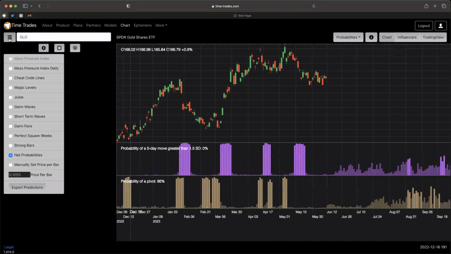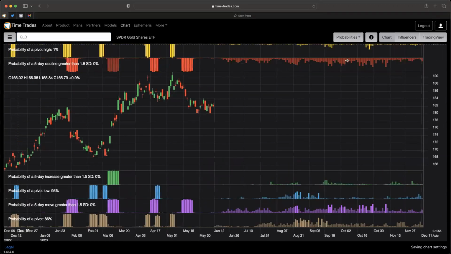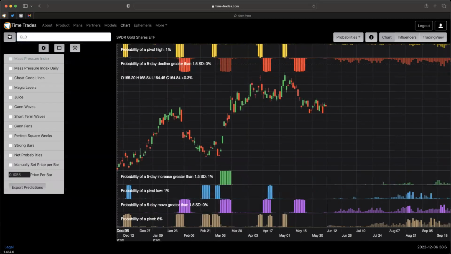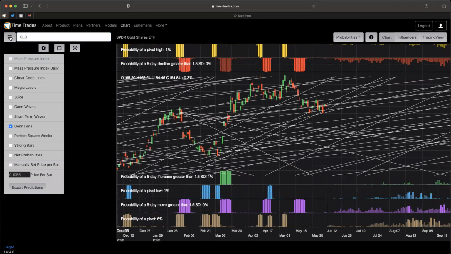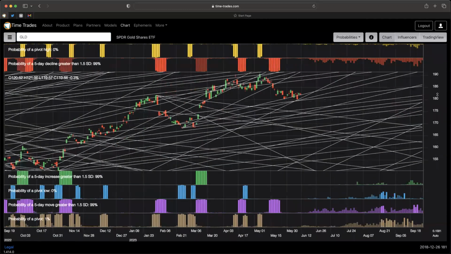All right, so let's turn off net probabilities here on gold, and we'll add both the directional and non-directional to see what it has to say. Gold, I'm not seeing a huge opportunity at the moment here. Maybe we could turn on GAN fans and see what that's telling us. Let's just square the chart here.